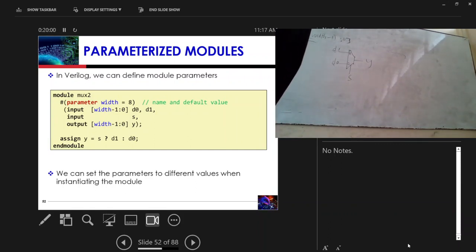So here, in case I'm designing the model, I first of all start with the hash, the parameter. Then I declare my width first. I can declare any width at all: 8 bits, 4 bits, 5 bits, whatever. But you declare your width first. And then you come to input width minus 1 to 0, D0, D1. Then output width minus 1 to 0. Understood? Do you guys understand?